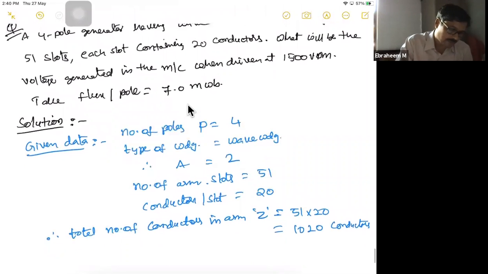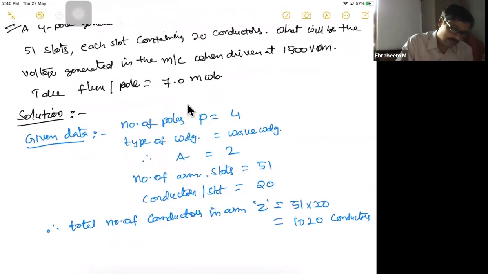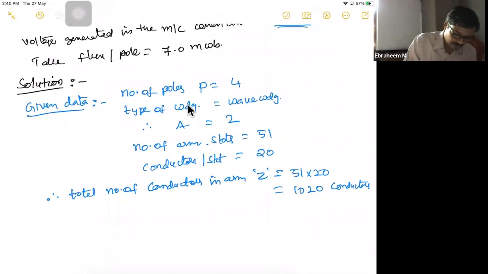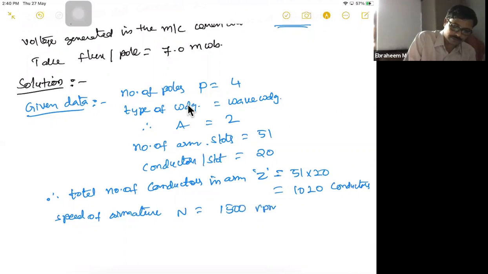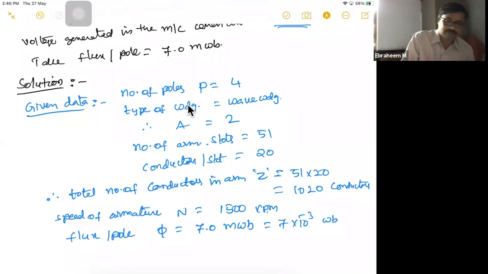What will be the flux per pole is given, right? So speed is also given, right? The machine is driven at 1500 rpm. So speed of armature N is equal to 1500 revolutions per minute. Next, what is given? Flux per pole, Phi, is equal to 7.0 milliwebers. That is 7 into 10 power minus 3 webers.